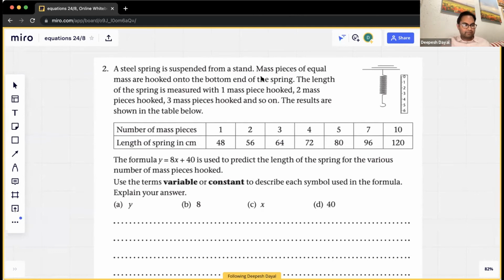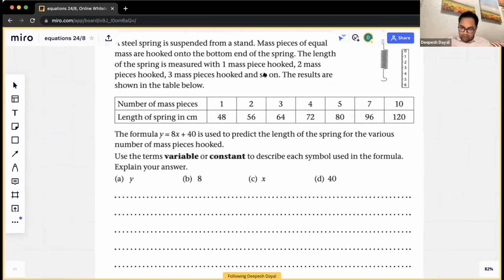Thank you, Theo. Okay, so the formula y equals 8x plus 40 is used to predict the length of the spring. That's very important for y. And use the terms variable and constant. So who wanted to give an answer in the previous round but didn't get a chance? Was it Trevor? Trevor, what is y? Is that a variable or a constant? Sir, y is a variable. Okay, let's write that down.